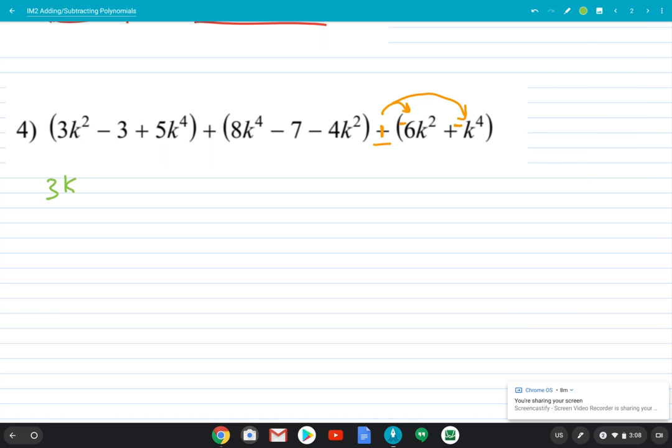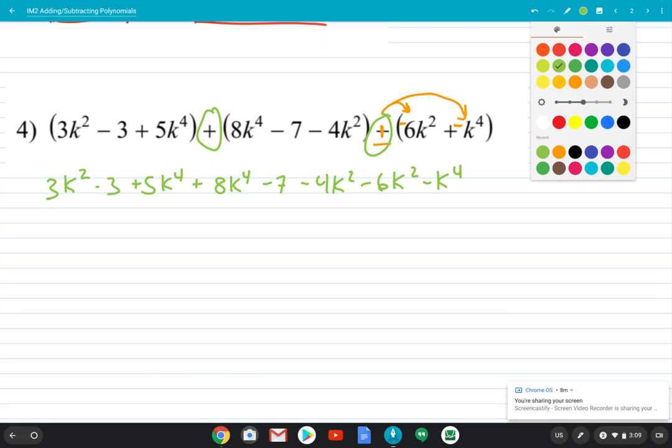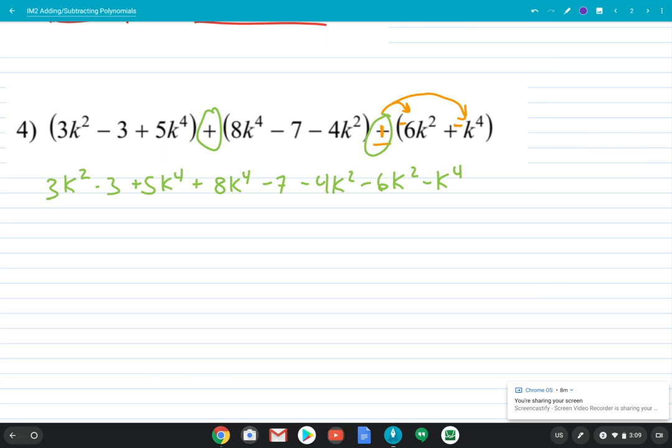Three k squared minus 3 plus 5k to the fourth plus 8k to the fourth minus 7 minus 4k squared minus 6k squared minus k to the fourth. Since these are plus signs now, I just write what I see and ignore the parentheses. They're gone. Okay, now I'm going to put it in order. Highest power to lowest. Highest powers are the 4's, I think. One. I got one here, I got one here, and one there.